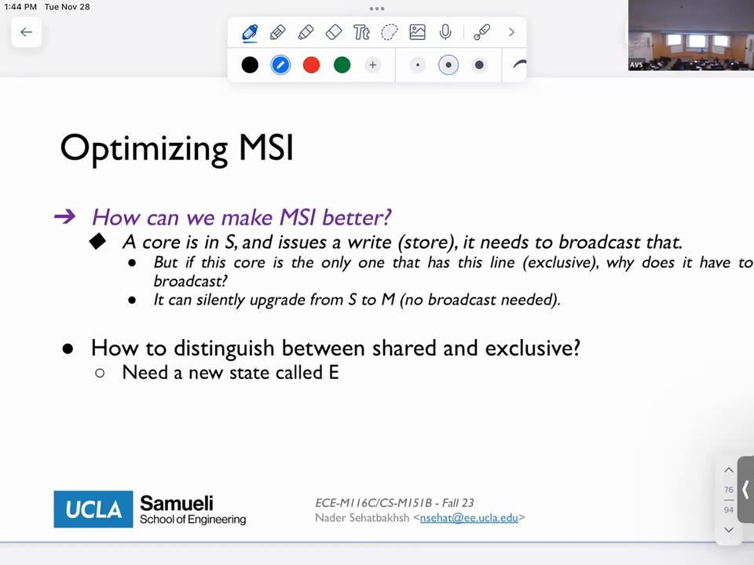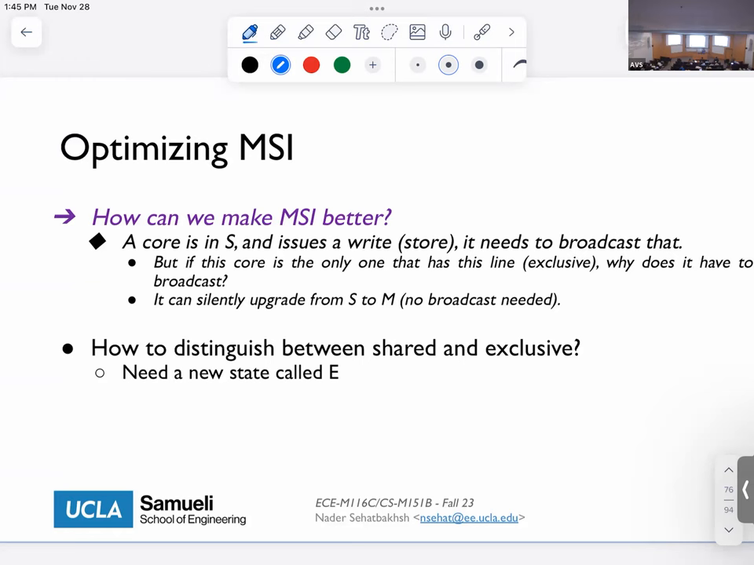So the first one is, if I have a core in S, and that issues a write, it needs to broadcast to everybody, right? So if I'm in S and I want to write, I need to tell everybody that I'm writing. But if I'm the only one who is in S, I don't even need to broadcast it to anyone. I can just go to M myself without telling anybody else. So this is what we call an exclusive state instead of S. The difference between E, exclusive, and S, shared, is that if everybody is in I, the first one who wants to read, instead of going to S, goes to E, which is the exclusive.